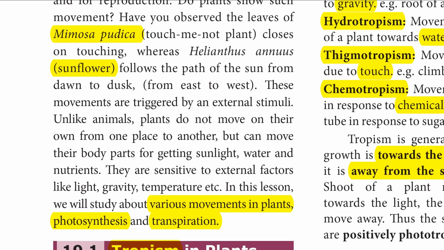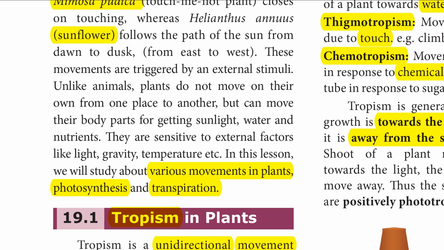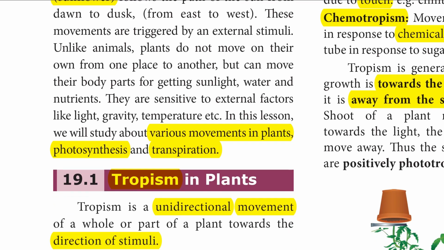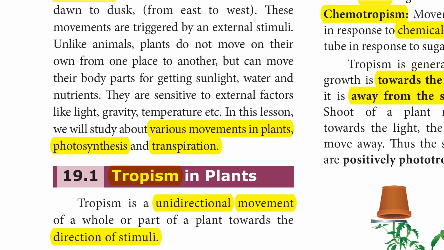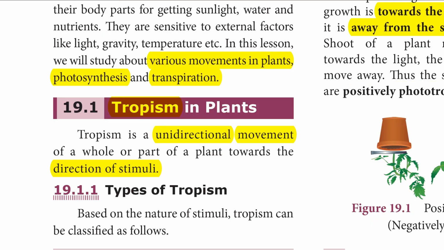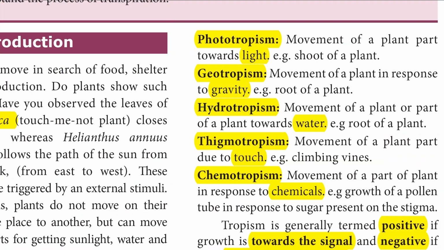First we shall learn about tropism in plants. What is tropism? It is a unidirectional movement of the whole plant or a part of the plant towards a stimulus, towards the direction of the stimulus. What are the types of tropism? Based on the nature of the stimuli, tropism can be classified into phototropism, geotropism, hydrotropism, thigmotropism and chemotropism.